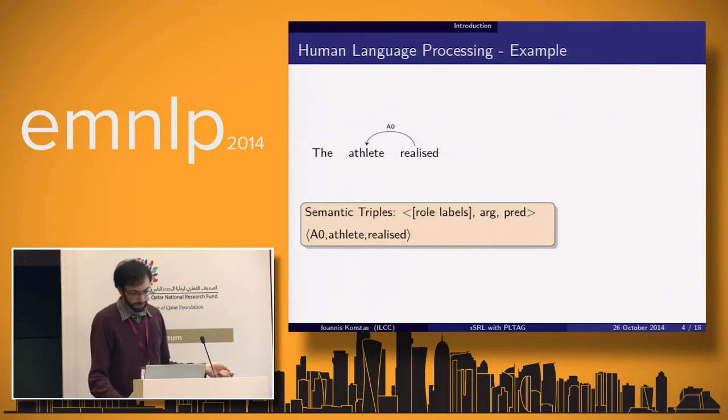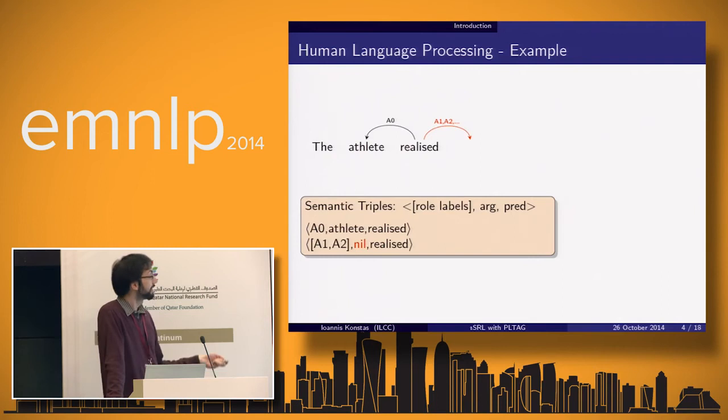So the athlete realized, fair enough, but it's not just that. As soon as we reach the verb, we expect to see something else. So the athlete realized what? Realized, as we've seen in the example here, goals, so that something else is going to come up. So I'm going to be representing this ambiguity due to this incremental processing that we are doing in terms of incomplete semantic triples as shown here below. So the predicate is over here, it's complete, but the argument here is incomplete. So I don't know what I'm going to see next.